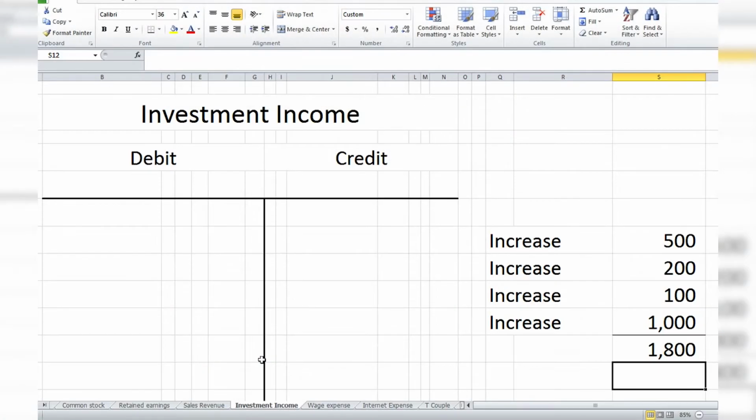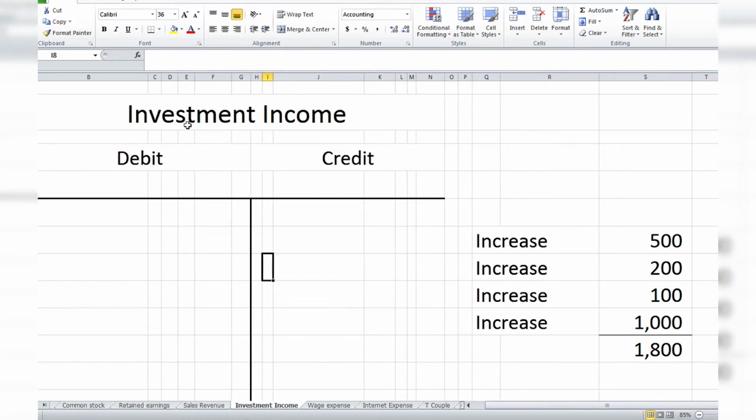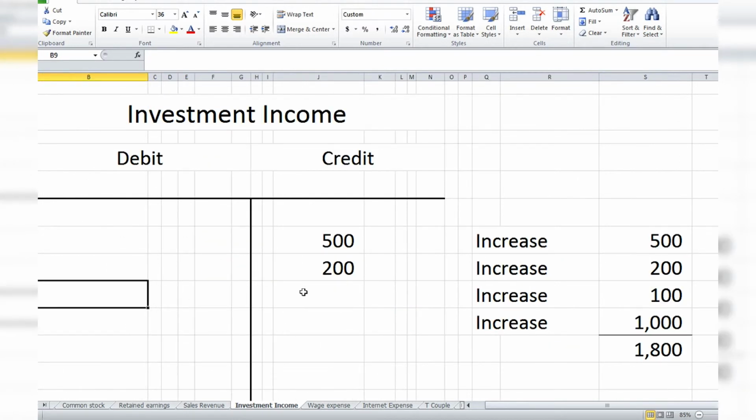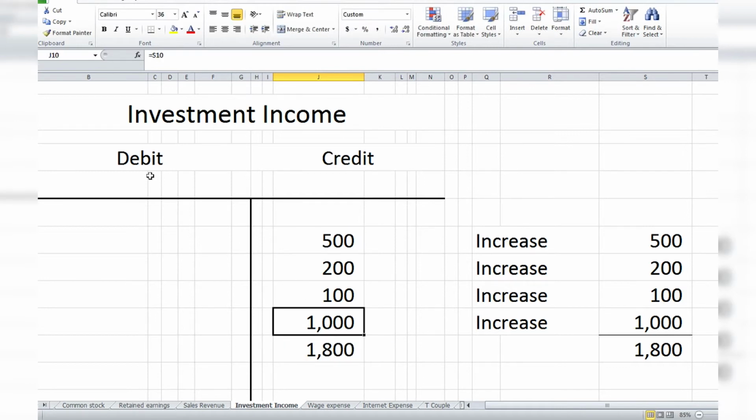Let's do this. All right, so we're back to investment income, and now we're just increasing. Let's go ahead and say these are some dividends that are being received by the company, and they just come in the mail basically. So now these are simplified investment income, right? Nothing too complicated. Credit 500. Increase income with a credit. Credit 200. Great. Increase with the credit. Credit 100. Increase income with the credit. Credit 1,000. Increase income with a credit. And let's sum them up. 1,800. And that's how it would be increasing.